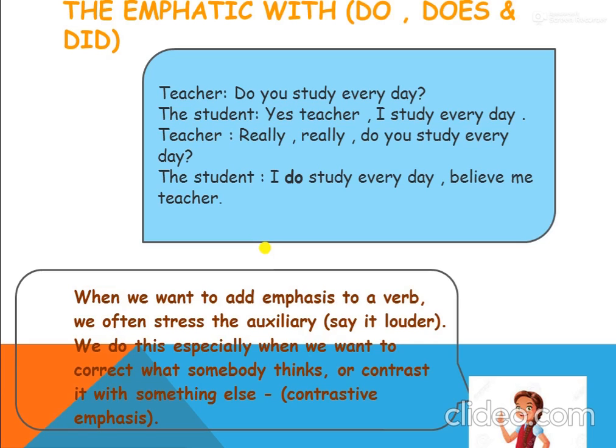The teacher to the student. Do you study every day? The student, yes, teacher, I study every day. The teacher, really? Do you study every day? The student, I do.